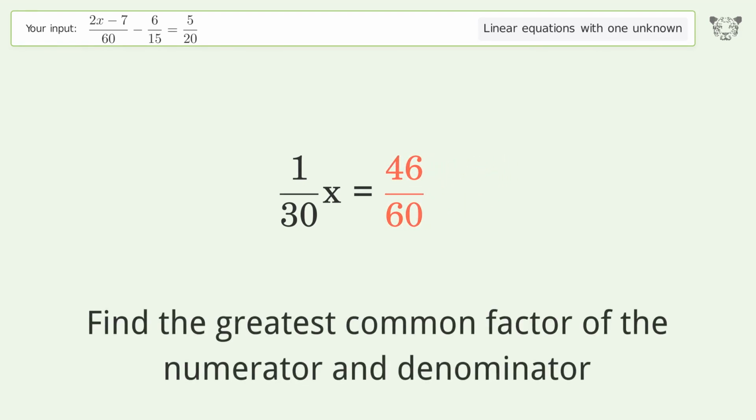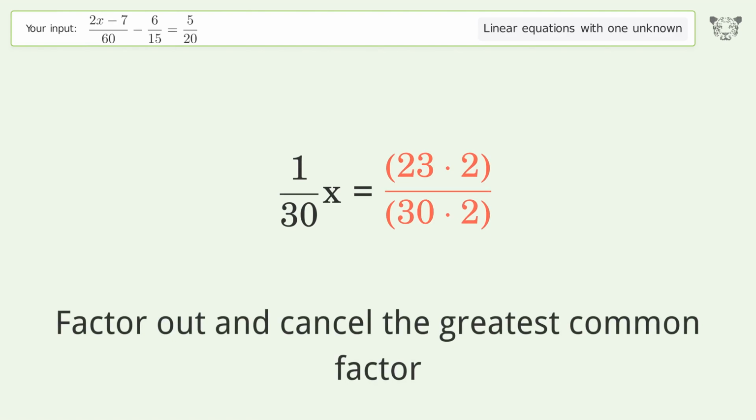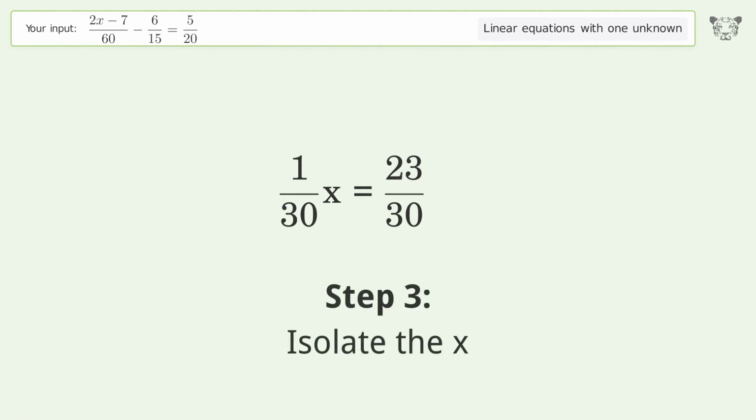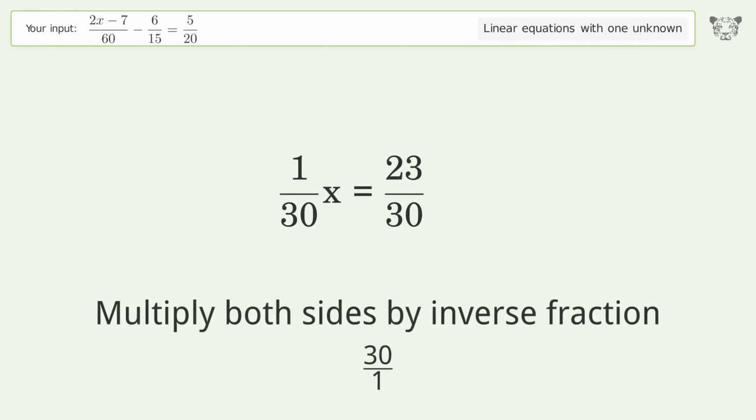Find the greatest common factor of the numerator and denominator. Factor out and cancel the greatest common factor. Isolate the x. Multiply both sides by inverse fraction 30/1.